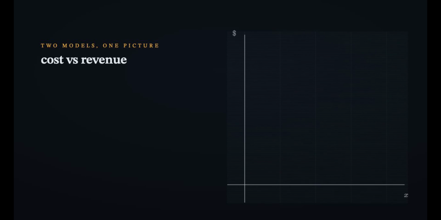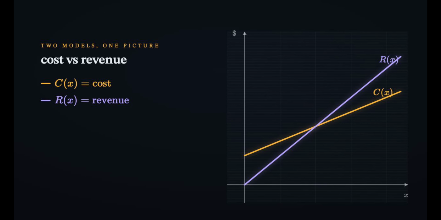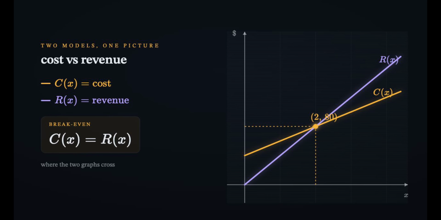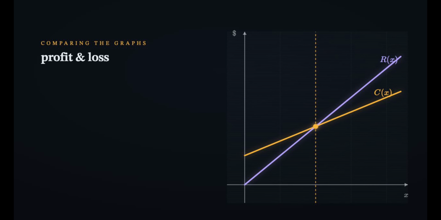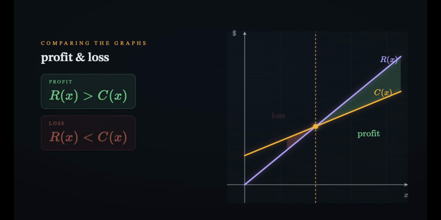Now let's look at cost and revenue. If C(x) is cost and R(x) is revenue, then the break-even point happens when C(x) equals R(x). Graphically, this is where the cost graph and the revenue graph intersect. Profit happens when revenue is greater than cost. R(x) is greater than C(x). Loss happens when revenue is less than cost. R(x) is smaller than C(x). So again, solving the question means comparing graphs.